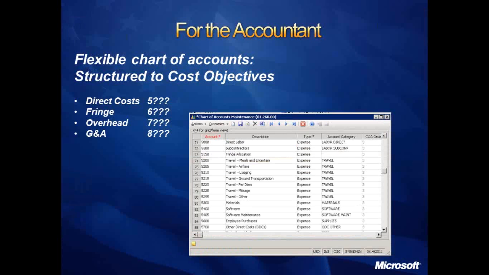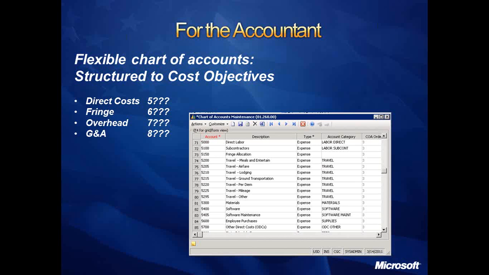The next screen I brought up shows a typical chart of accounts, or at least part of one. The point here is that if you set up the chart of accounts correctly to support your DCAA reporting requirements, you'll be able to segregate costs. Here's an example of direct costs all being focused on account numbers that start with 5s. Fringes start with 6, overhead starts with 7, G&A starts with 8.